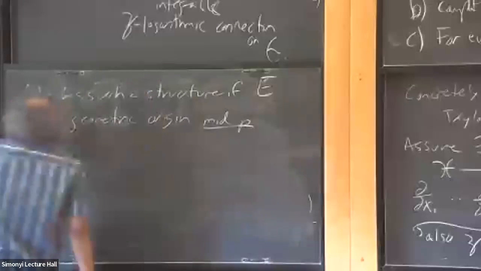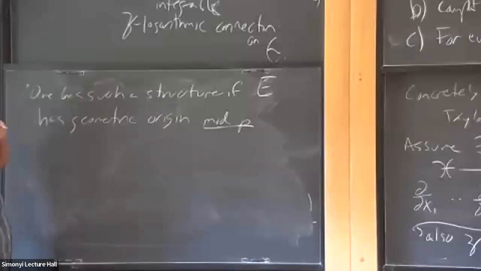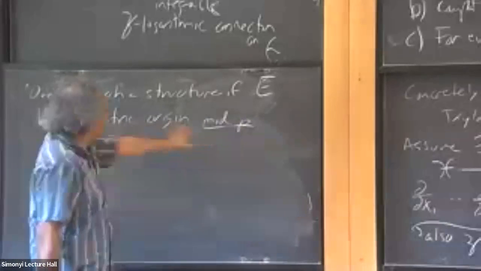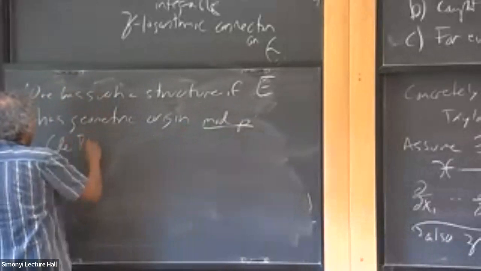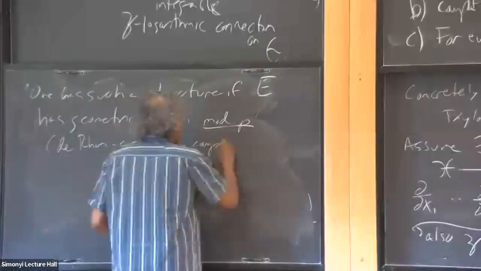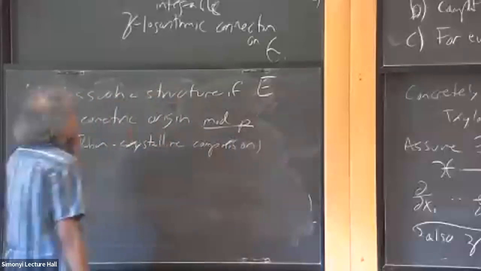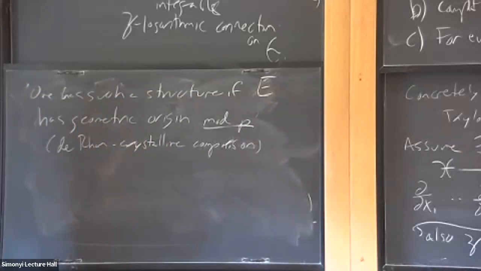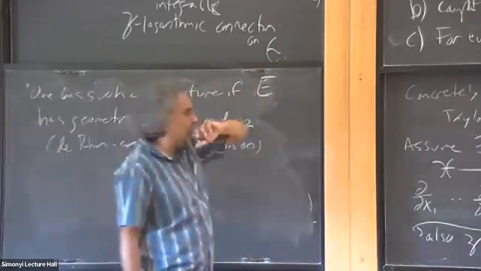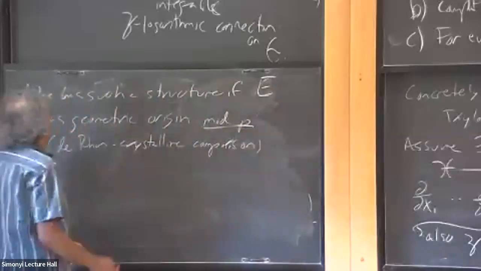If I wanted to be casual about twists, I would. So, if E has a geometric origin mod p, then you get some structure like this from the de Rham crystalline comparison. Fits my 30-year cutoff. But it doesn't say anything about whether E has geometric origin integrally, up in characteristic 0. There's no obvious reason why we would expect that.